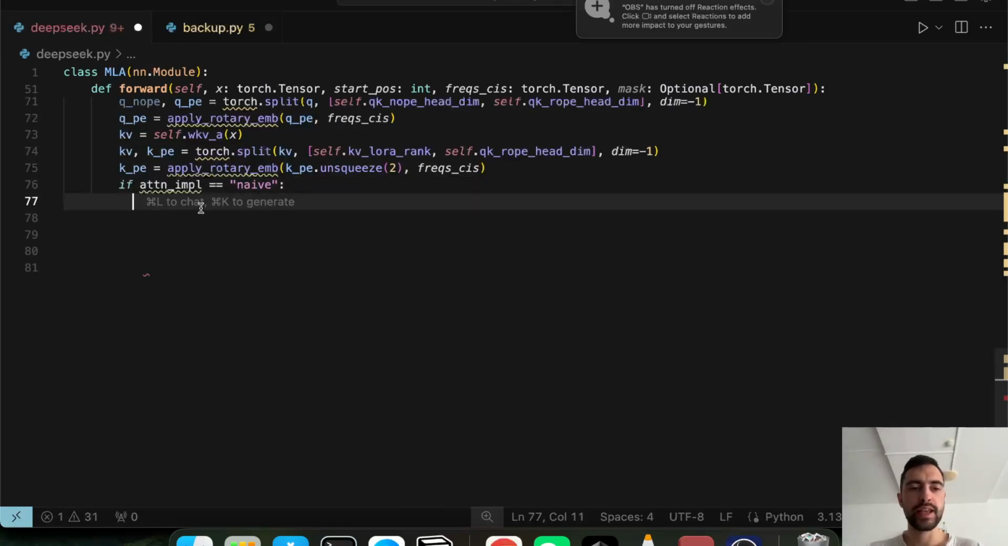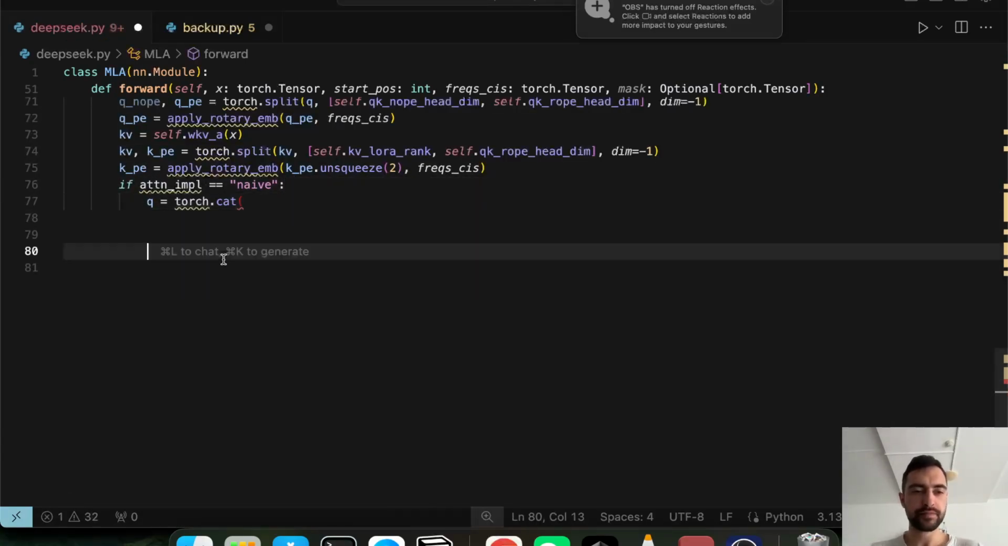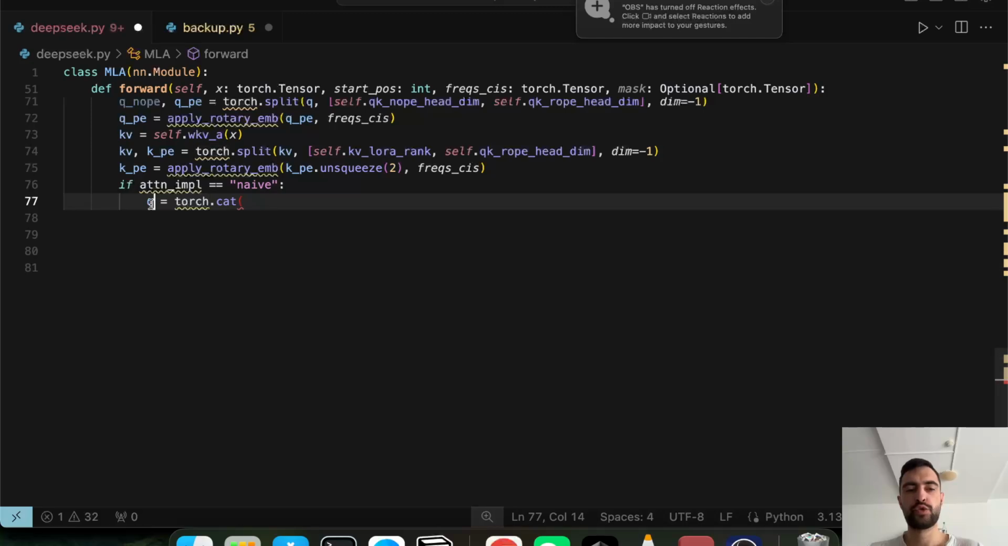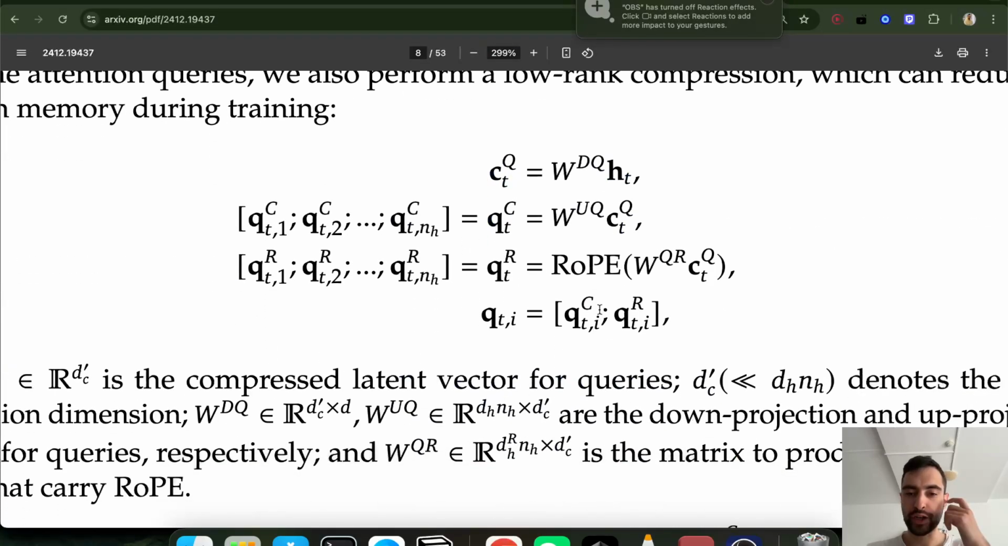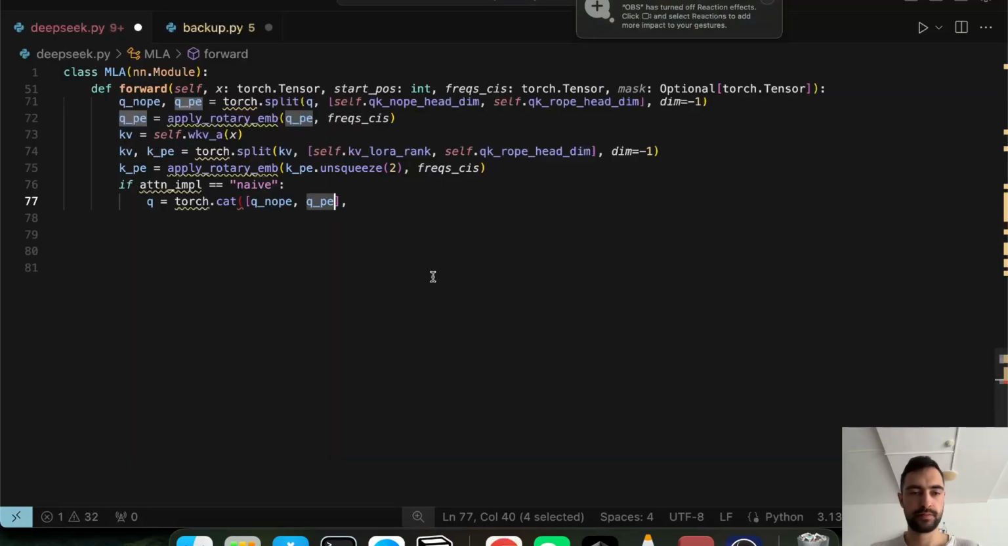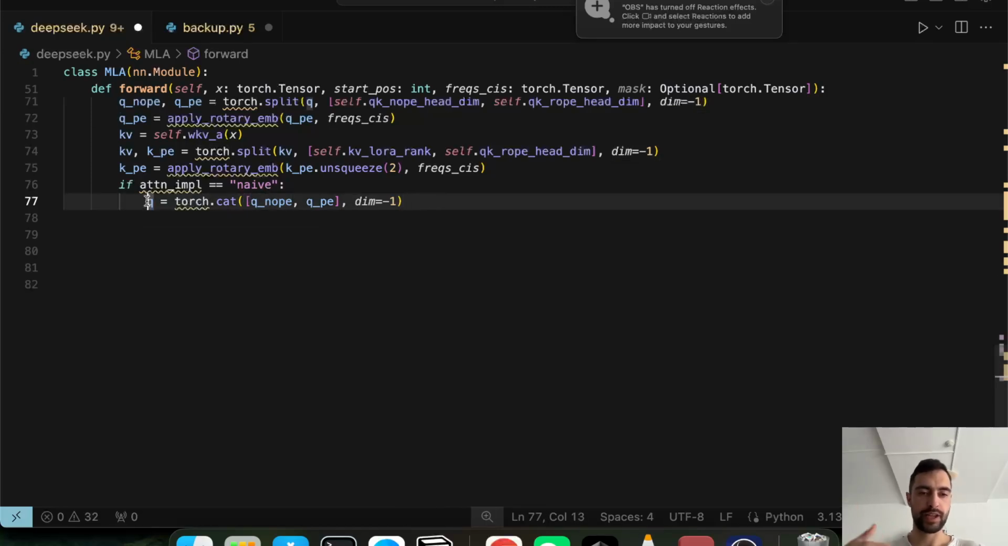Continue. If we have naive attention, then to create a Q vector, we will concatenate the Q nope head and Q positional encoded head. Here in the Q, we are concatenating the nope head and rope head. This is along the last dimension, because the dimension here is batch, sequence length, number of heads, and head dimension.